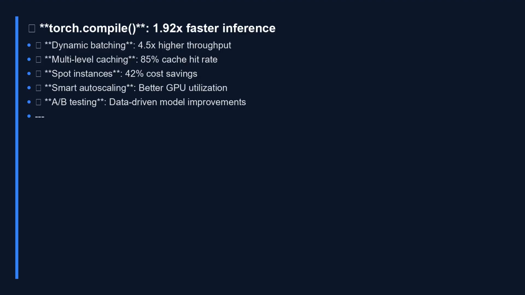To map each number back to its source, Torch.compile delivers the 1.92x latency improvement. Dynamic batching is responsible for the 4.5x throughput gain. Multi-level caching produces the 85% cache hit rate. Spot instances account for the 40% cost savings. Smart auto-scaling drives GPU utilization from 45% to 82%. And the A/B testing framework gives you the feedback loop to keep improving all of these numbers over time without guessing.